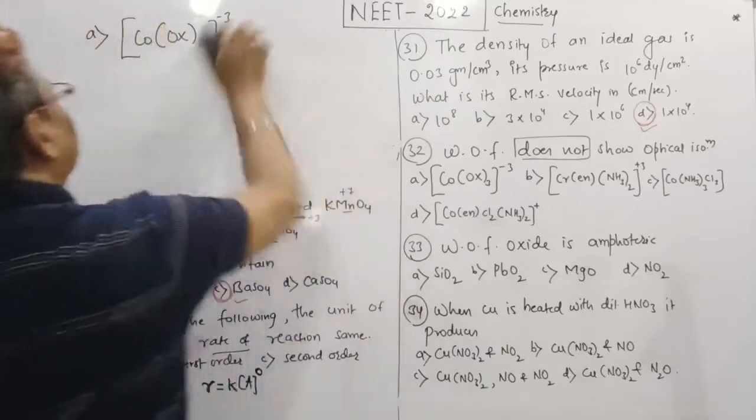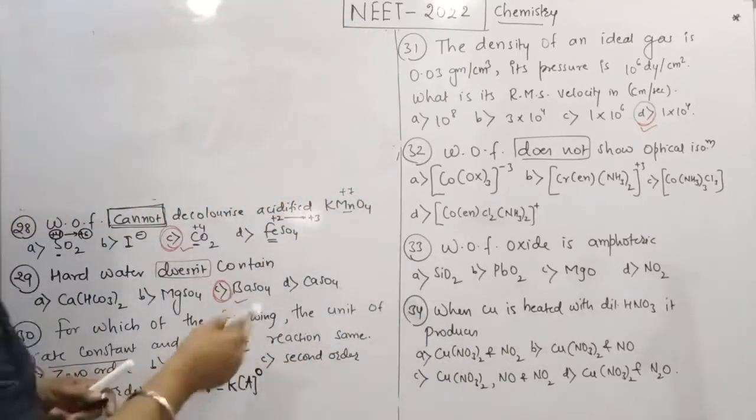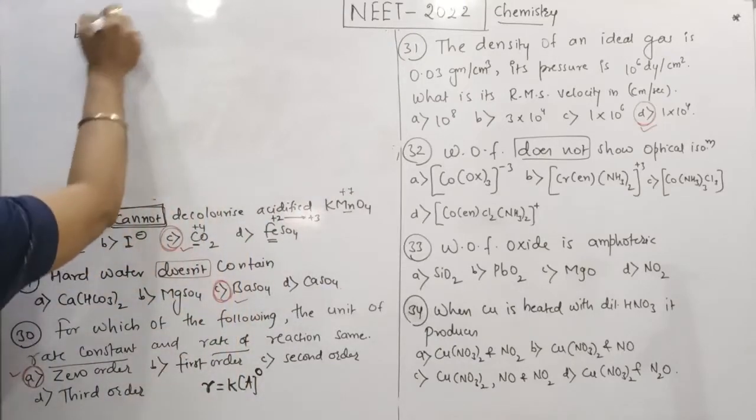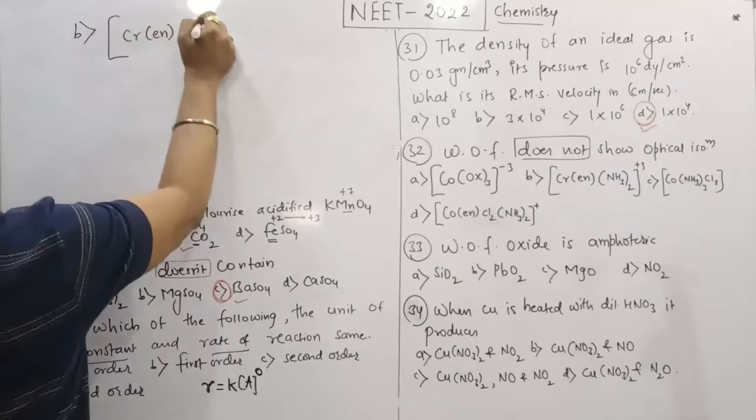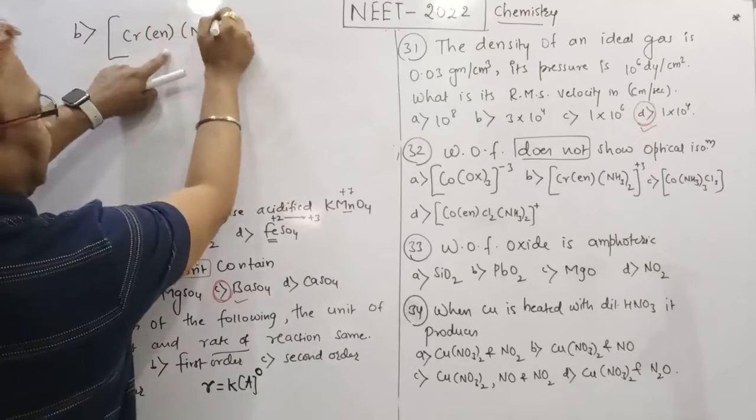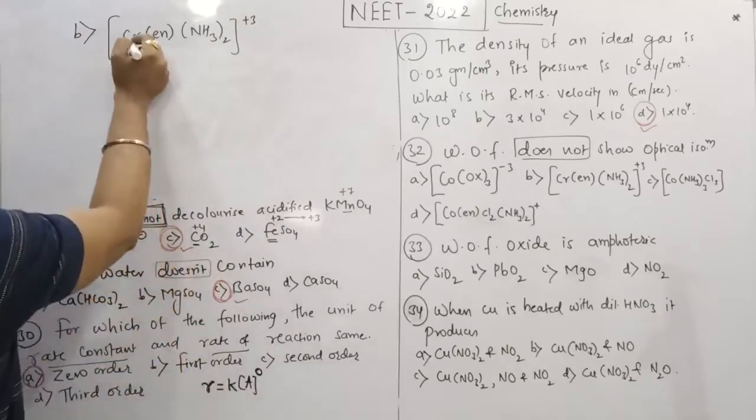Second one. What is the second one? You can see here, the second one is given here. It has a central metal atom chromium, then ethylene diamine (en is ethylene diamine), and ammonia taken 2 times, with charge plus 3. Convert it into this form.